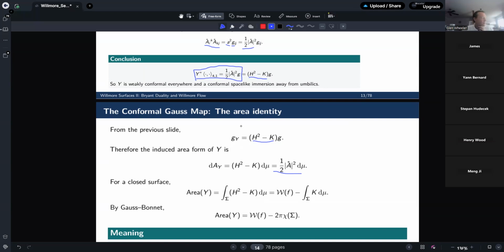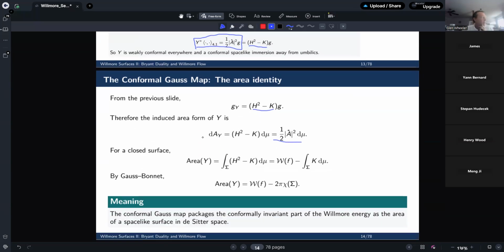So we've got the metric from the previous slide, and then we've got the area form, right? So it's going to be conformally invariant, which is quite nice. We've got the area of y is going to be related to the Willmore energy, right? So this is where it's nice to see h squared minus k, because then we've got the Willmore energy, which is the integral of h squared. And then we have a topological piece, right? So this is just 2 pi times the Euler characteristic of sigma.